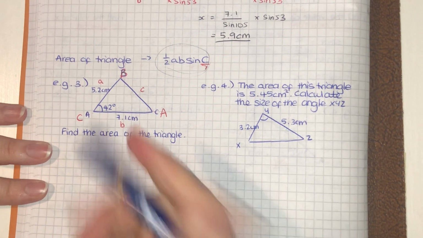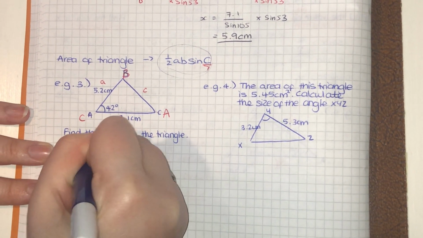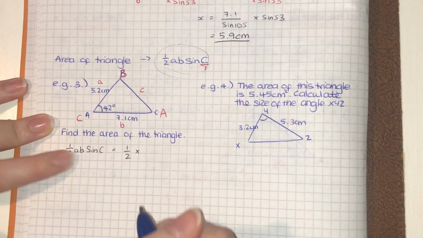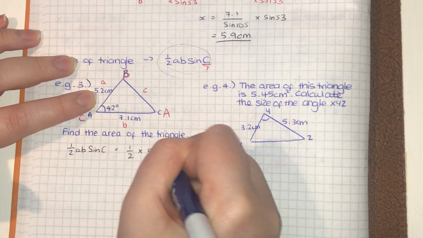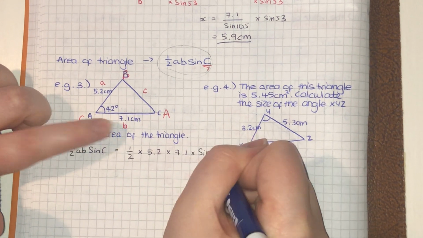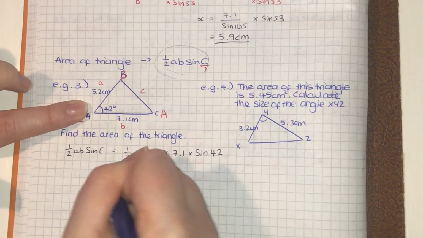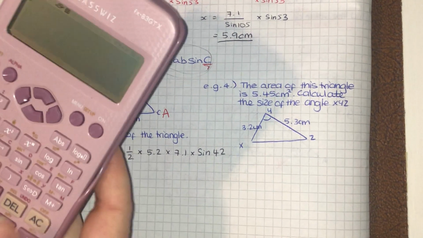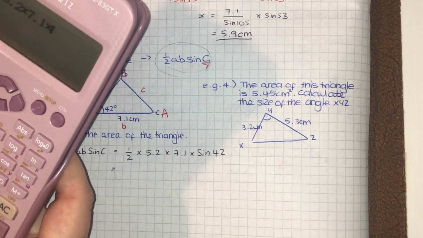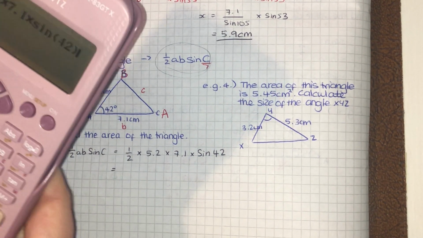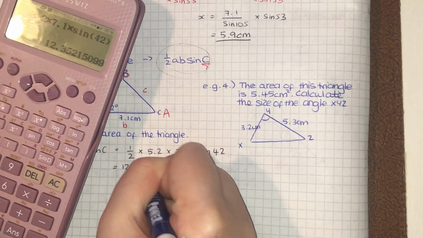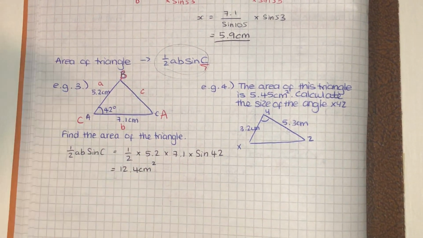And we just use the formula, so I'm just going to write it out first. Okay, so we've got the half, so it's going to be a half times little a, which is 5.2, times by little b, which is 7.1, times by sine of the angle at C, which is 42. And you just type it into a calculator. So 1/2 times 5.2 times 7.1 times sine of 42. Okay? And we get 12.4 to one decimal place. Okay, remember it's area, so it's going to be squared.